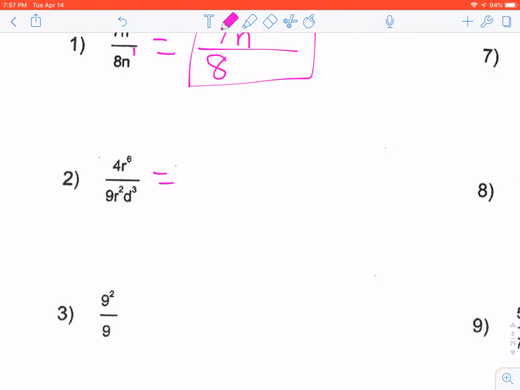Okay, so first thing we're going to do is put our fraction bar. All right, let's look at our coefficients. 4 over 9 cannot be reduced any further. And again, you can check that on your calculator. 4 divided by 9, math, enter, enter.